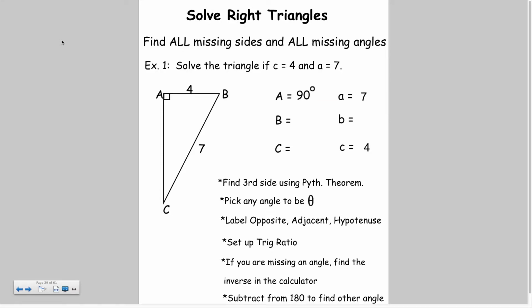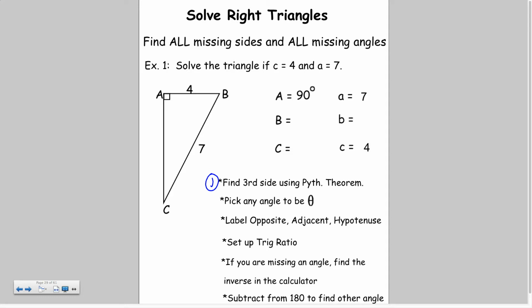So if you look at example 1 at the bottom of page 14, you're given side C is 4 and side A is 7. So there's our two sides. You're also given angle A is 90 degrees. So when you're given something like this with two sides and one angle, the first thing you want to do is go ahead and find that third side using Pythagorean theorem.